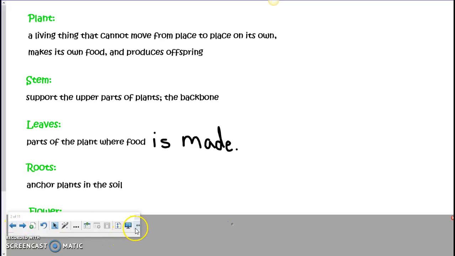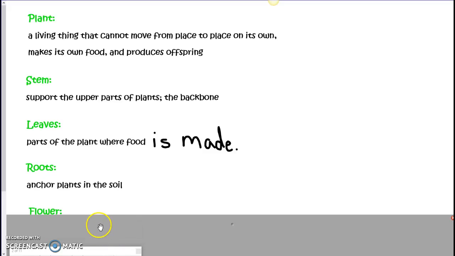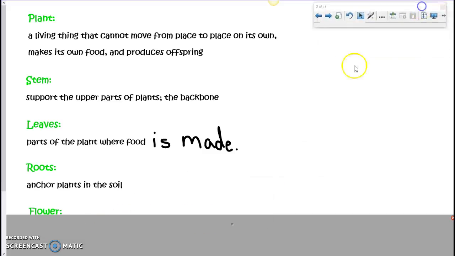Let's see, can I get this out of the way? Alright. We'll move it up here.